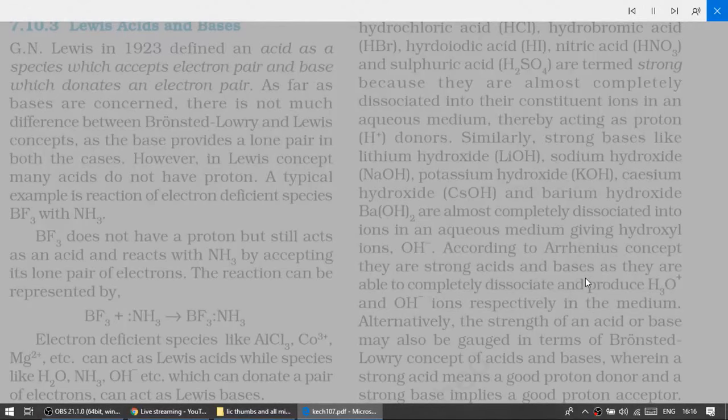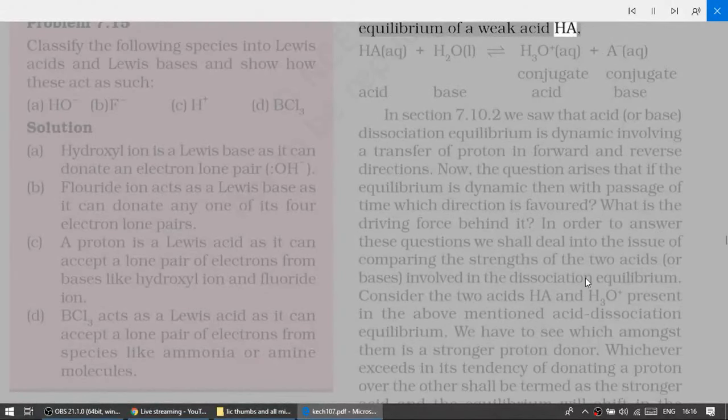Consider the acid-base dissociation equilibrium of a weak acid HA + H2O ⇌ H3O+ + A−. In the previous section we saw that an acid or base dissociation equilibrium is dynamic, involving a transfer of proton in forward and reverse directions. Now, the question arises that if the equilibrium is dynamic, then with passage of time which direction is favored? What is the driving force behind it?